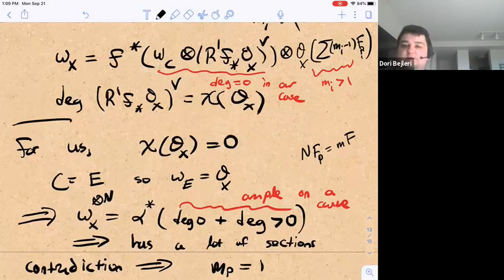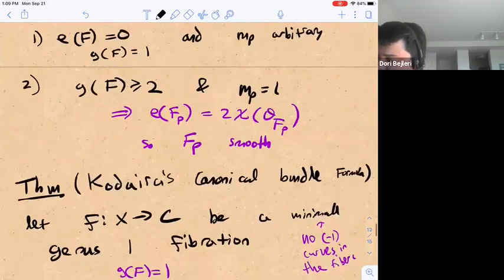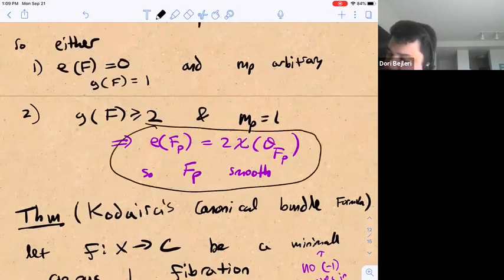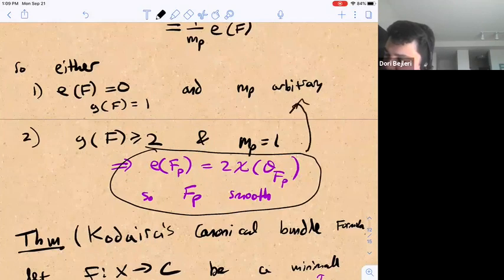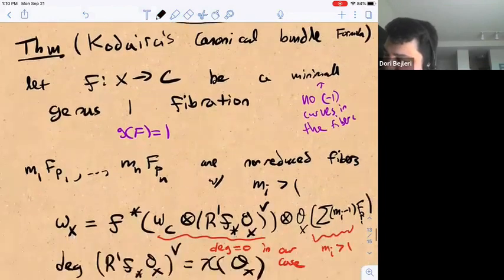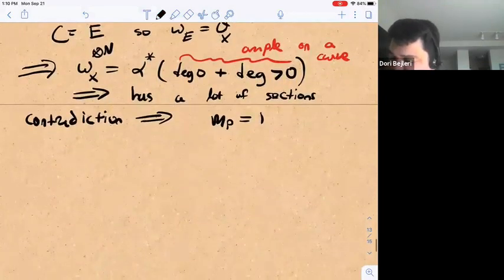So even in this elliptic case, these m's have to all be 1, so that there's no term coming from non-reduced fibers in this formula. And then once we know the m's have to be 1, this same remark holds here. And so in either case, we get that all the fibers are actually smooth. Okay, so that completes this step of the proof.